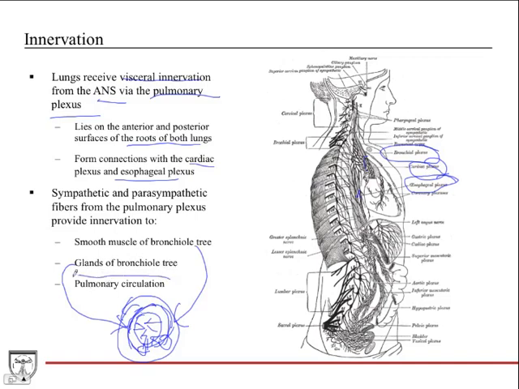And then the pulmonary circulation, which, just like any other circulatory area, they're helping control blood flow to regions of the lung.